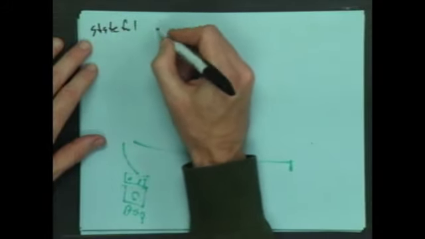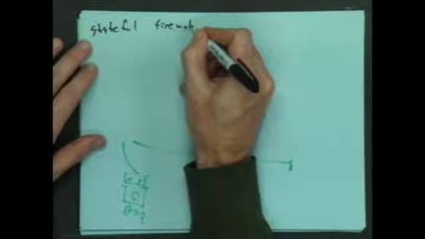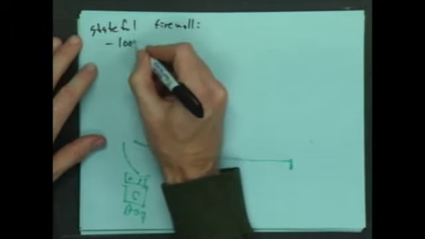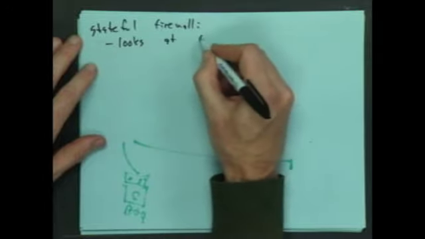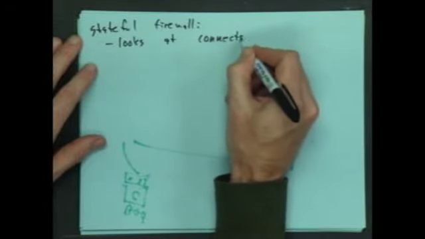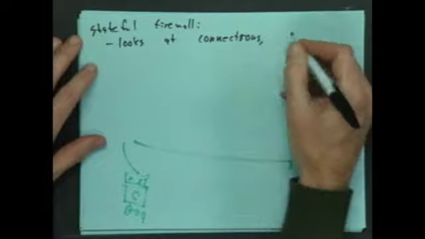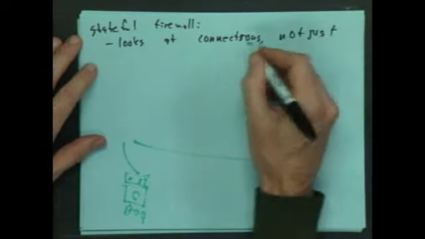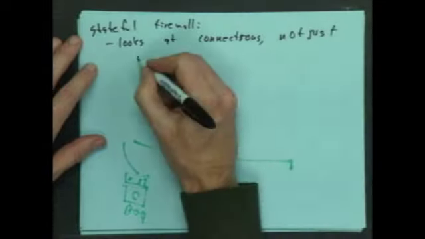There is a type of firewall called a stateful firewall. This works by looking at connections, not just the IP and port. Okay?